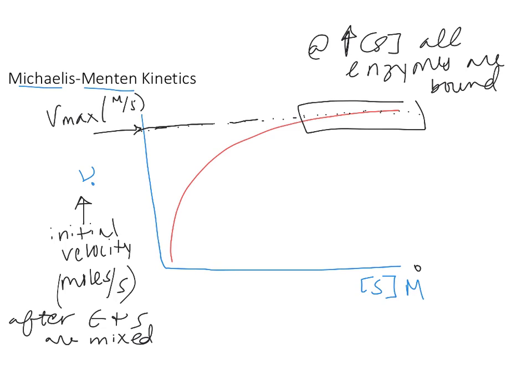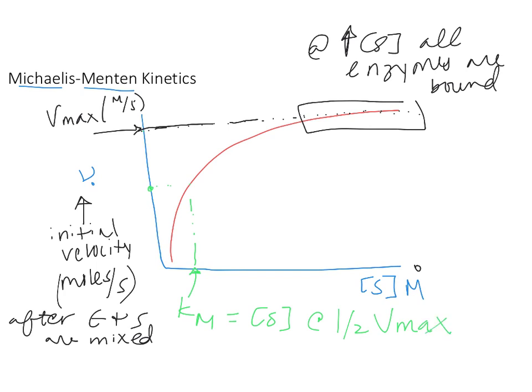Okay, and the most important number that we get from this graph is Km. Now, Km is when you find the Vmax, then you find half of the Vmax, figure out where it hits the hyperbolic curve, and then drop it down, and that value right there on the x-axis is Km. Km is the substrate concentration at 1/2 of Vmax.